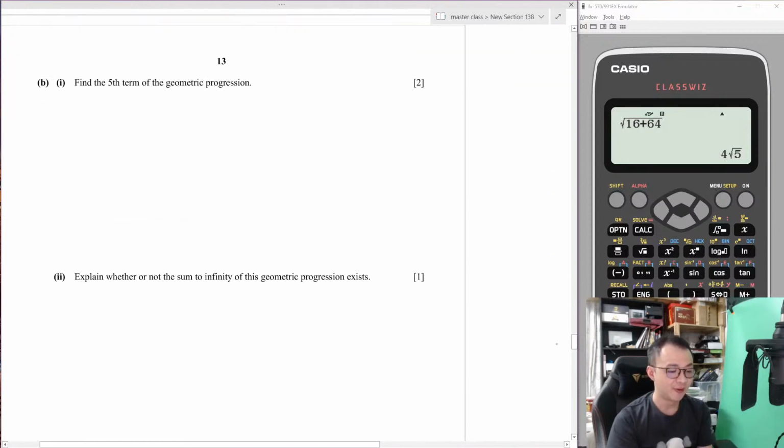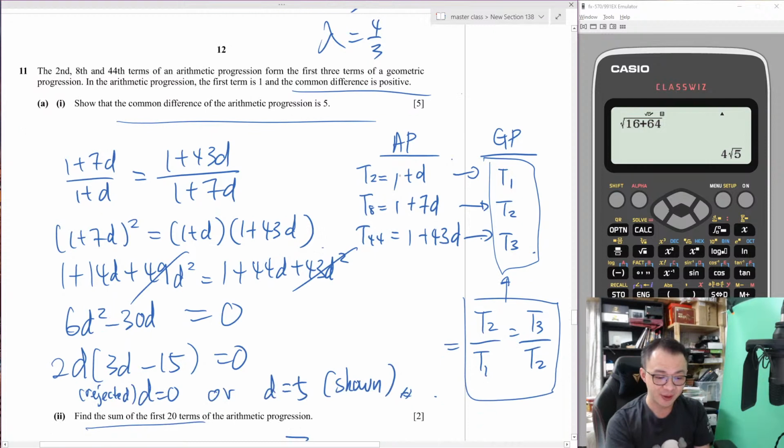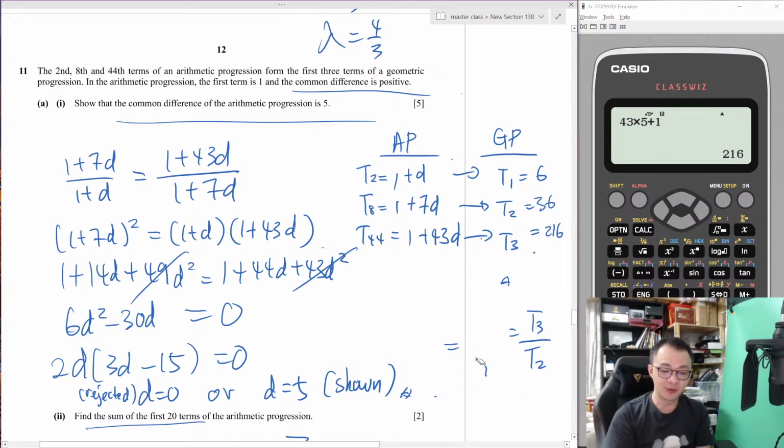Okay, so find the fifth term of the GP. So, okay, just now we haven't found out our R value and so on, isn't it? So we kind of need to substitute back to see what happened here. So T1 is 1 plus D, which is 6. D is 5, isn't it? This one, 7, 5 is 35, 36. 43 times 5 plus 1. This is 216. So for this GP, I know A equals 6.